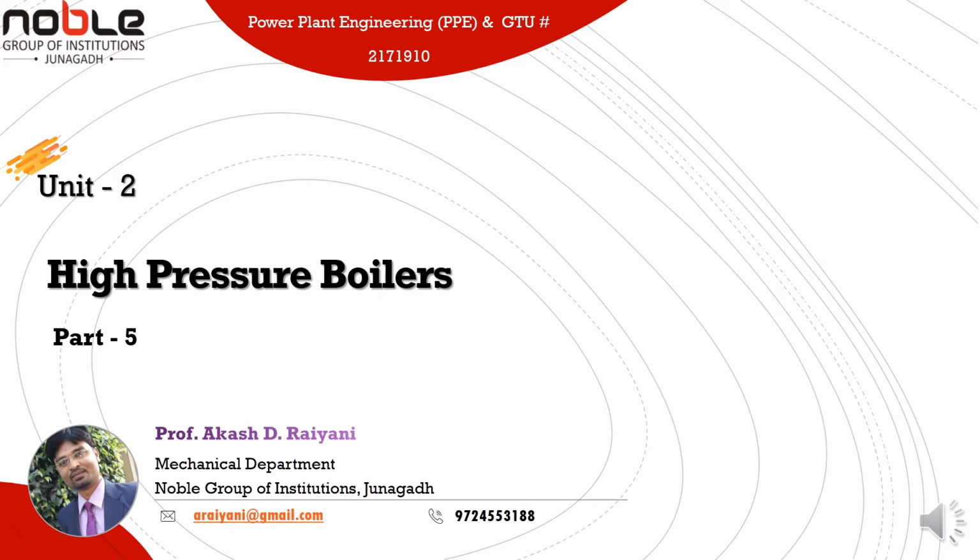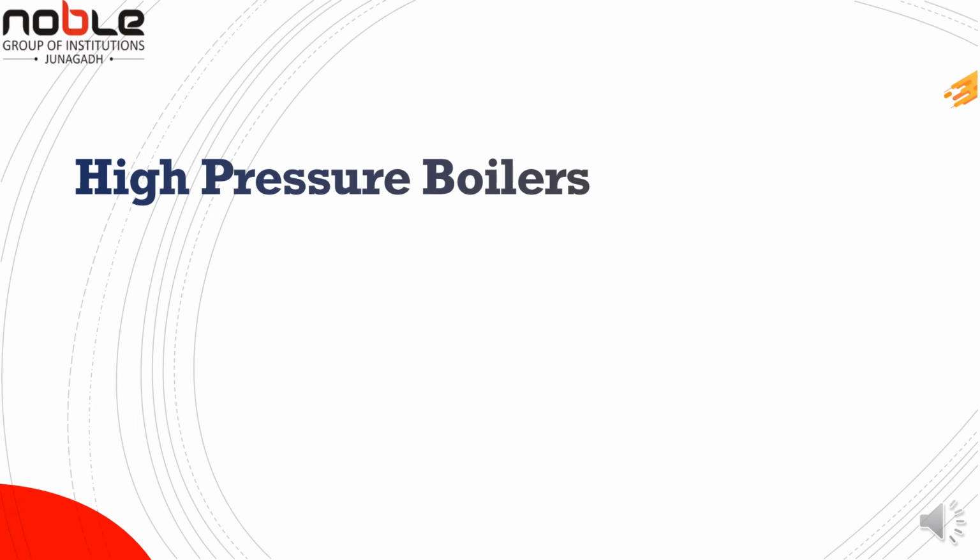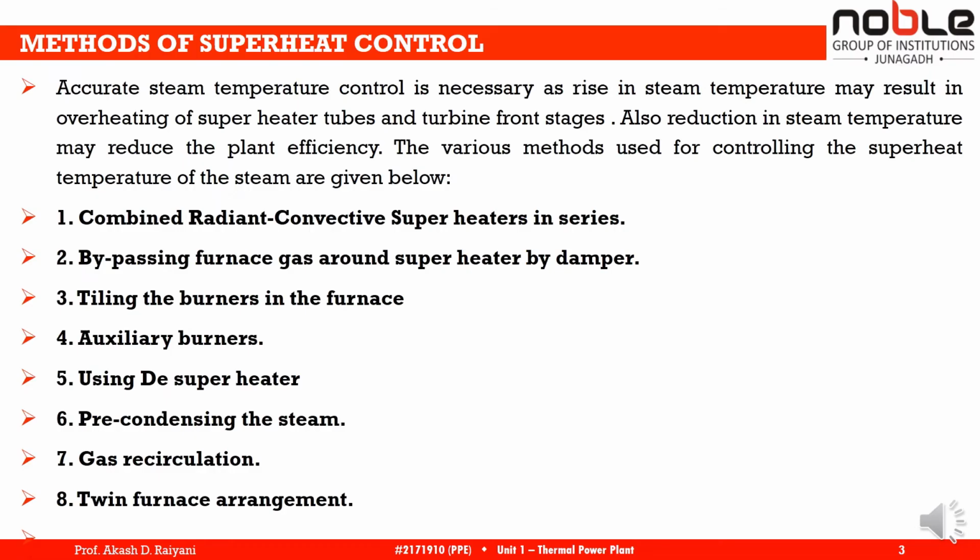Unit number 2, High Pressure Boilers, Part 5. In the last session, we had discussed the FPC boiler. In this session, we will discuss methods of superheat control. Let's start with the methods of superheat control.